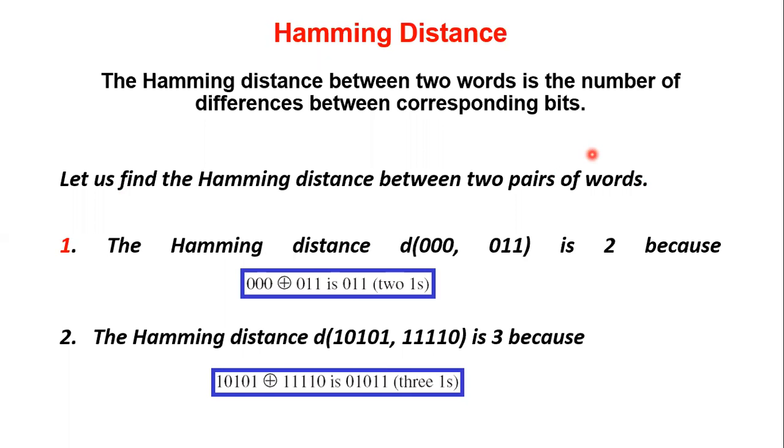One of the central concepts in coding for error control is the Hamming distance. The Hamming distance between two words of the same size is the number of differences between the corresponding bits.